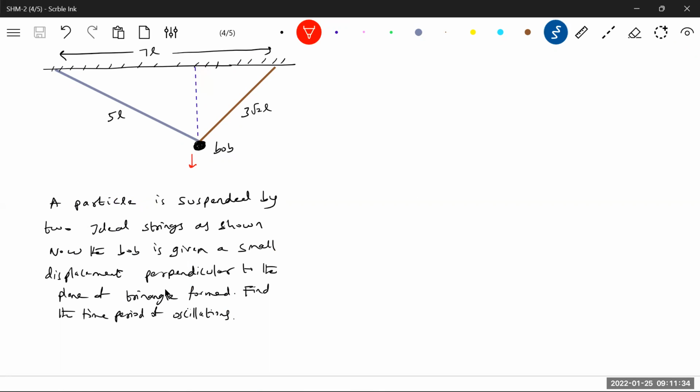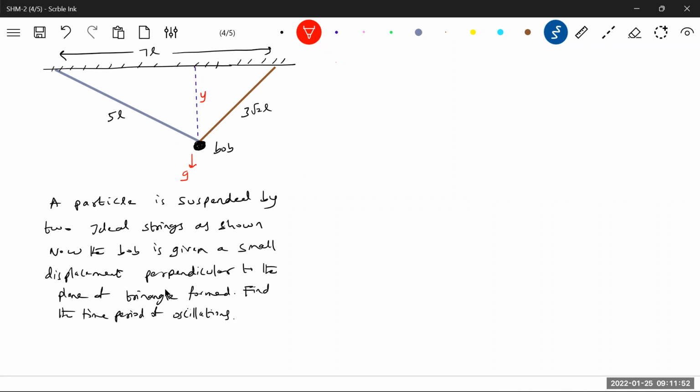G will act in this direction. This is the length which we are supposed to calculate. What is our time period of pendulum? T equals 2 pi under root of y by g. That y has to be calculated.